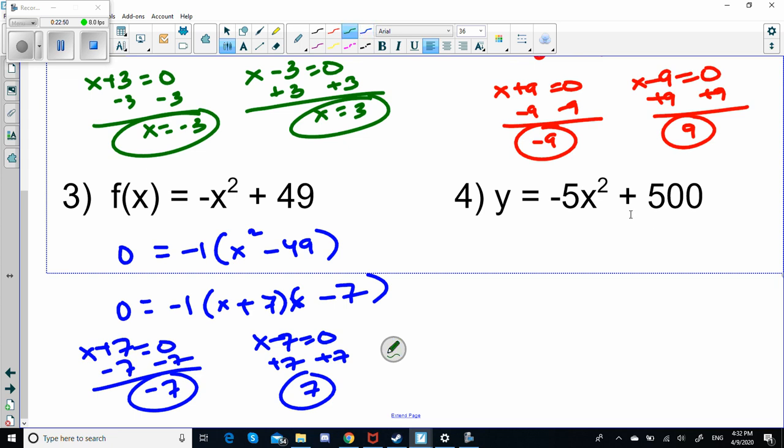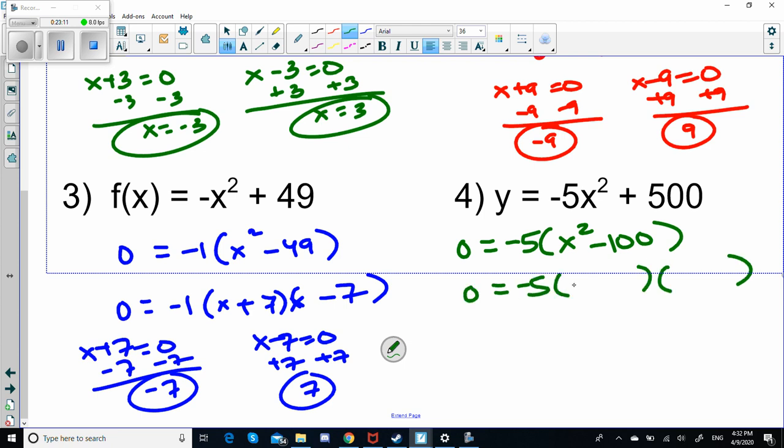Last one. So here I'm looking, first of all, this one in front is negative, and it has a GCF of 5. So I'm going to change that y to 0 and factor out a negative 5 from both. So that's going to leave me inside the parentheses with x squared minus 100, which is also a difference of squares.